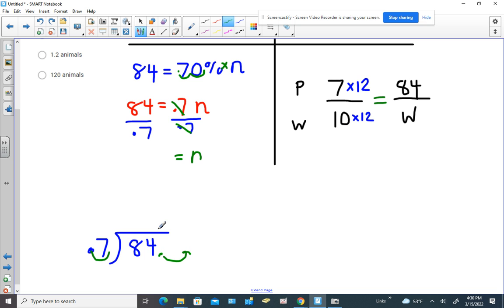So instead of the decimal going here, we would have to add a 0, because what did we do? We multiplied this by 10, and we multiplied this by 10. So now the decimal would go here. So it's kind of the same idea, right? Aren't we really finding out how many times 7 goes into 84? It's the same idea. Whether you do it this way or you do it this way, you should end up getting the same answer.